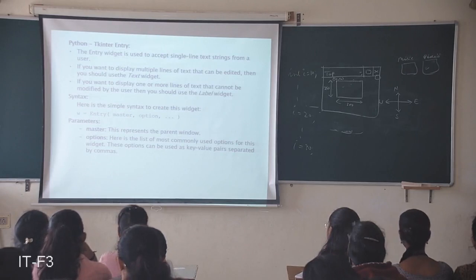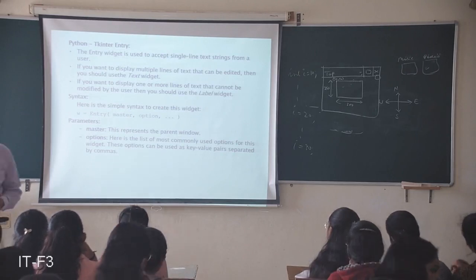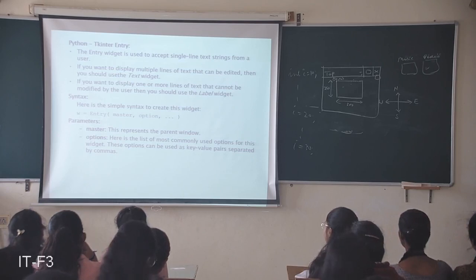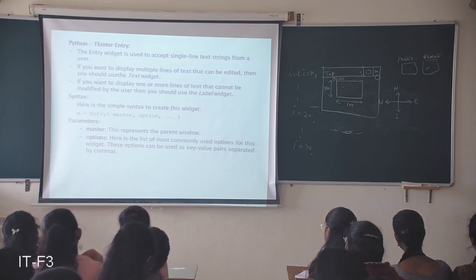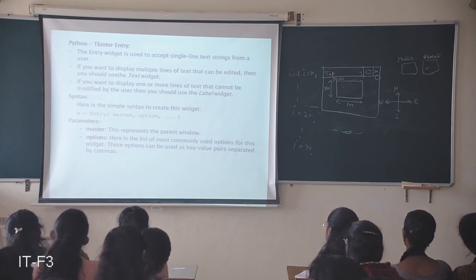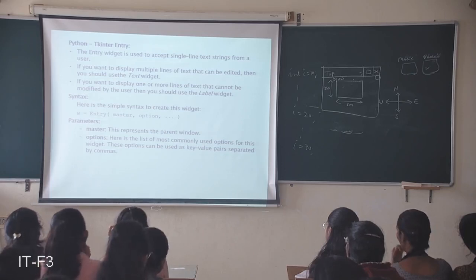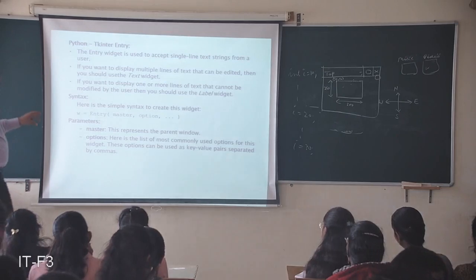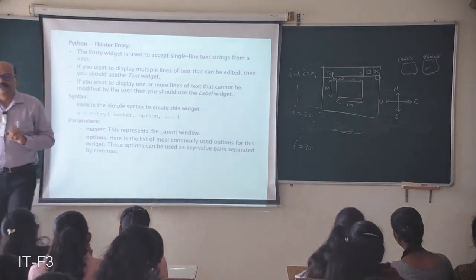Now entry. Entry is used whenever we want to accept a single line of text. In Java we call it a text box, whereas in Python we call it an entry. So entry is used when you are expecting the user to give one line of text as input, say the name of the user. But you cannot accept the address of the user using entry, because an address generally happens to be multiple lines of text. Only a single line of text you can accept using entry.